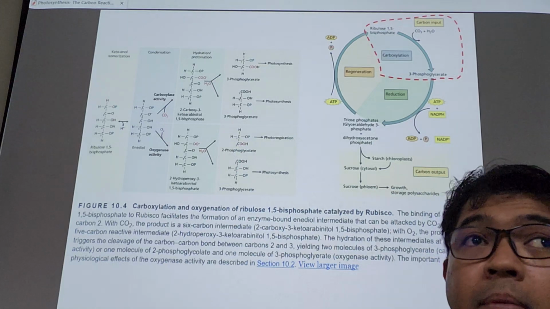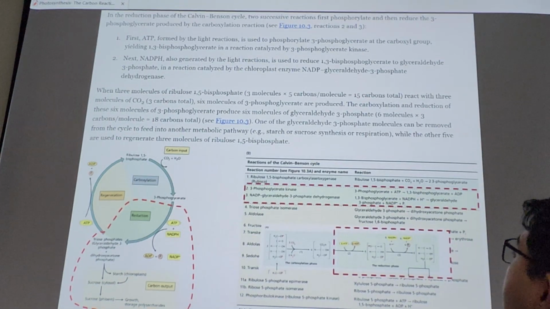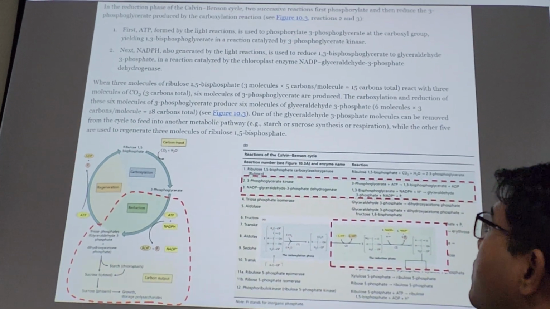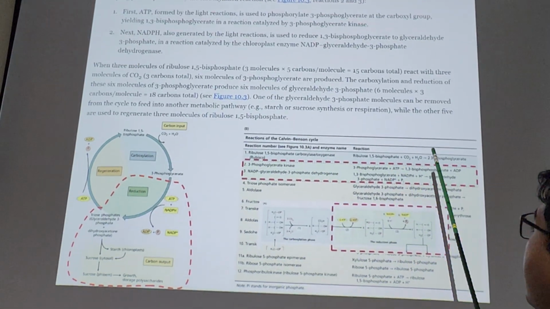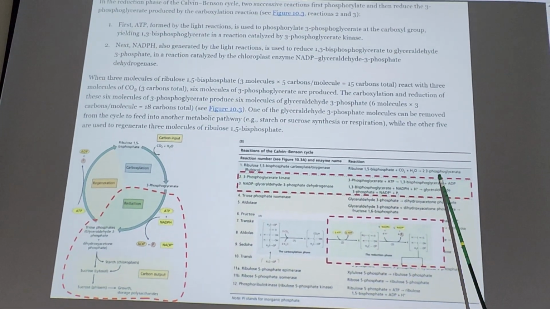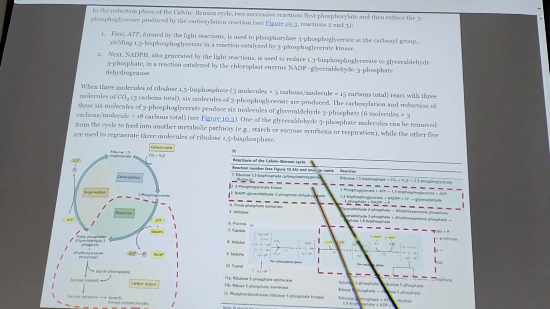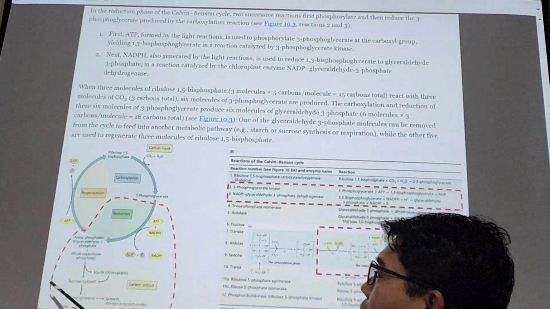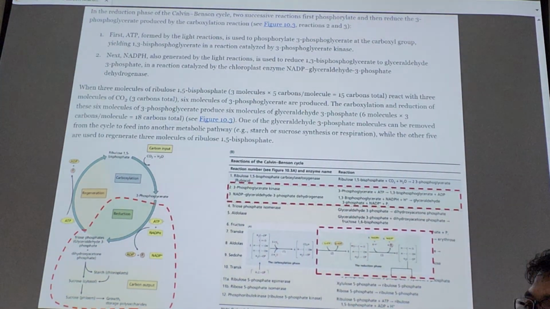Okay, let's see what happens. I'll try to finish in 10 minutes, right? So now, this product, phosphoglycerate, will enter the second phase of the Calvin cycle, which is the reduction phase.